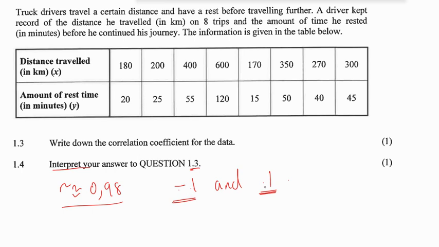So for a strong positive correlation, the value should be closer to 1. And for a strong negative correlation, the value should be closer to -1. So in this case, 0.98 is closer to 1. So this shows us a very strong positive correlation.